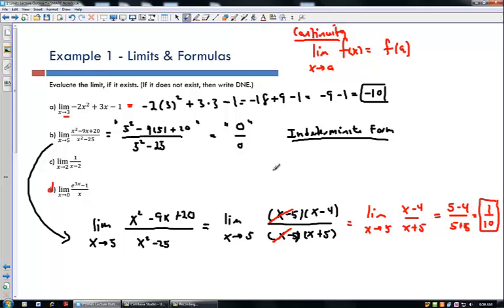It's important to show all the steps, so I know that you're actually thinking properly. There are certainly ways to check this answer, which I'll talk about in a little bit. But let's look at the next one.